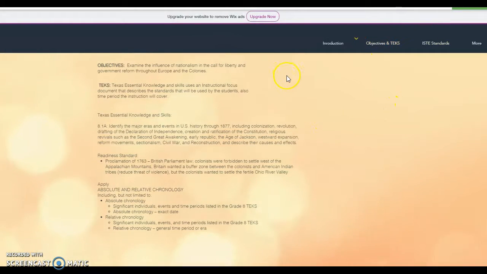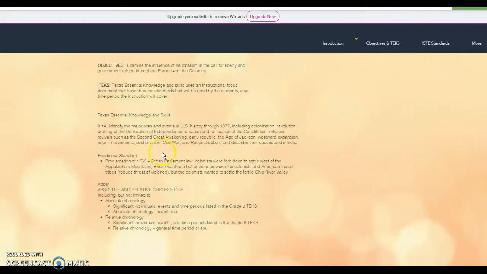The objectives are to examine the influence of nationalism in the call of liberty and government through reform throughout the colonies. This will be under the TEKS, the Texas Essential Knowledge and Skills. It comes from the instructional focus document that we use to put together our lessons.